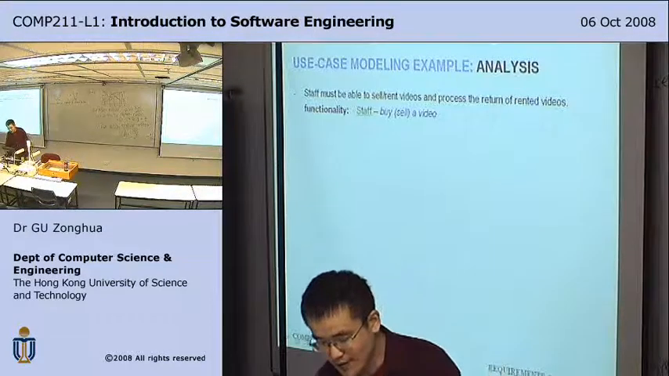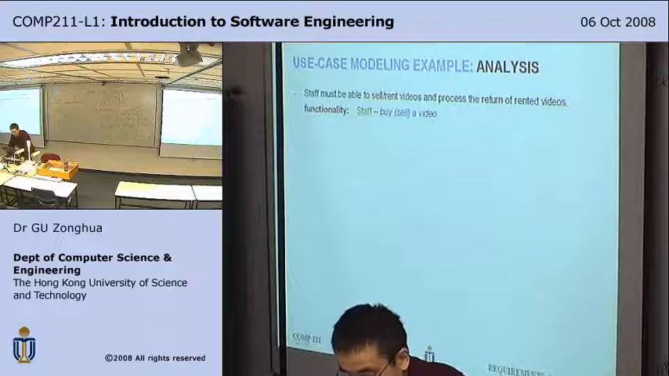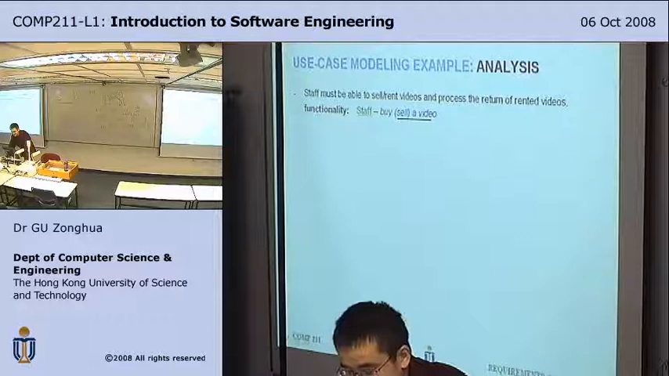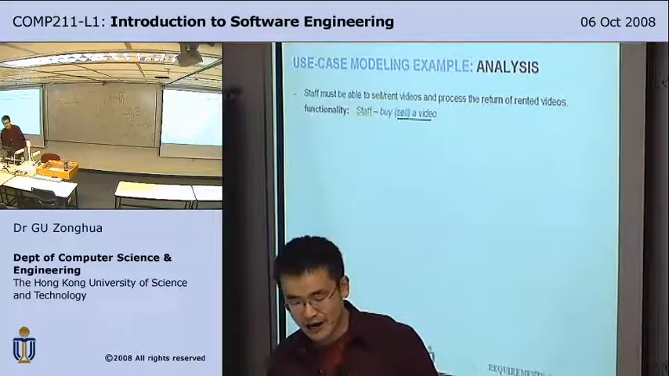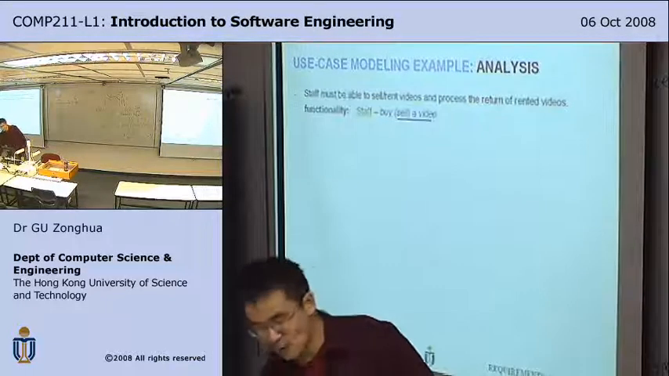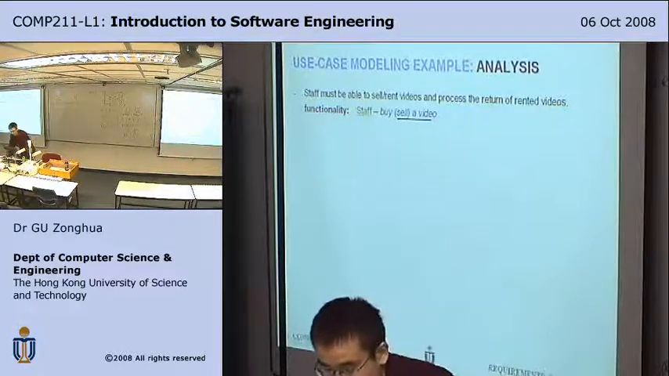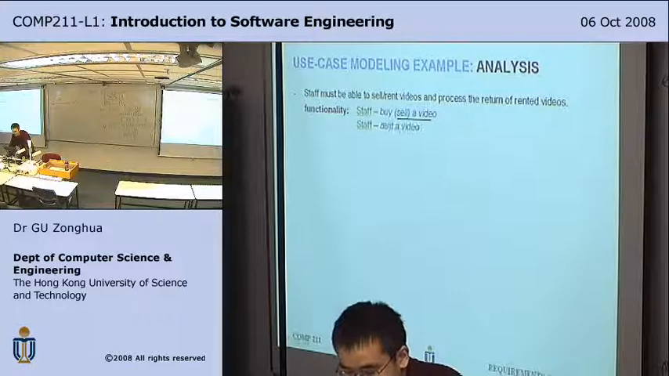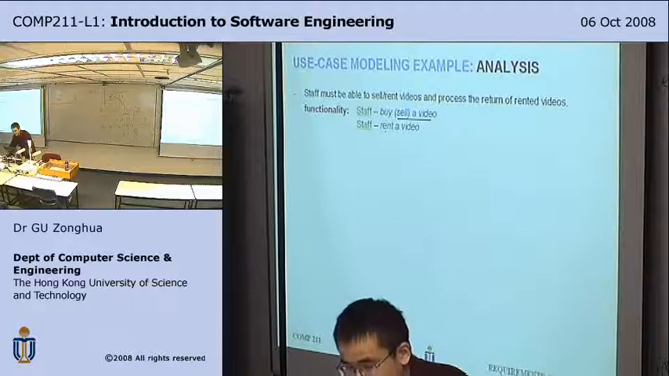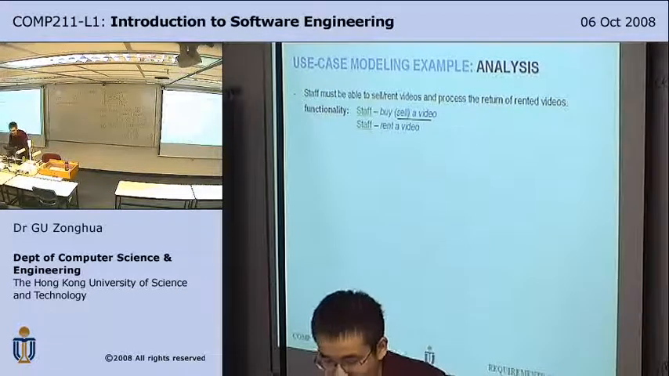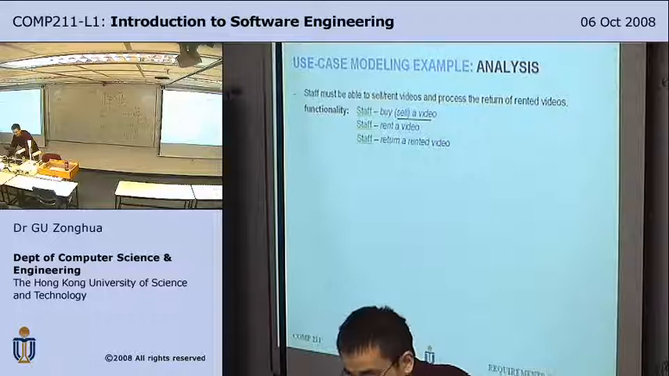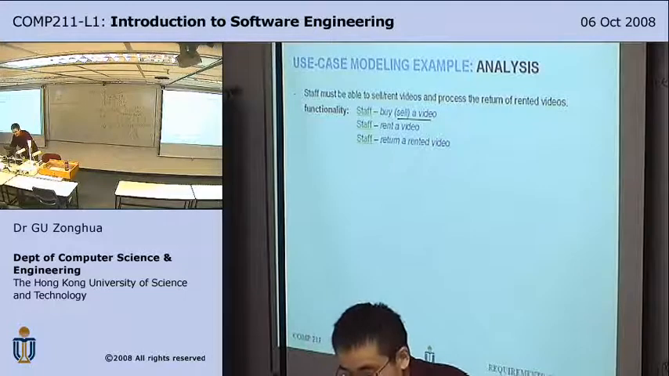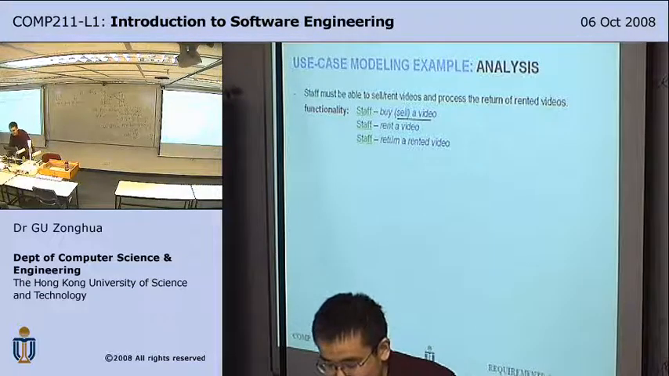Staff must be able to buy, sell, rent videos. So staff sells a video. So this is really, if you think about it, the same functionality as a customer buys a video. It's just from two perspectives. So we can view it as the same functionality, put it into the same use case later. Staff rents a video. Here, he's not renting it himself, he's renting it to a customer. Staff returns a rented video. Again, this is done by the customer and staff collaboratively.